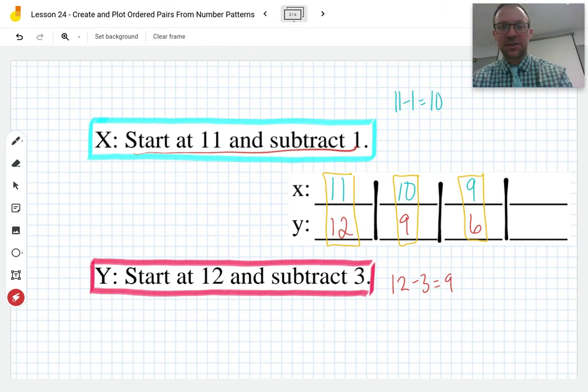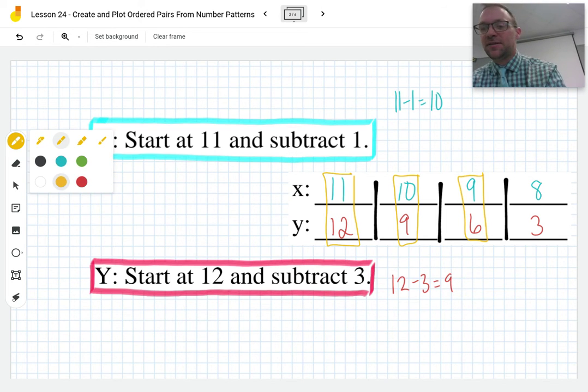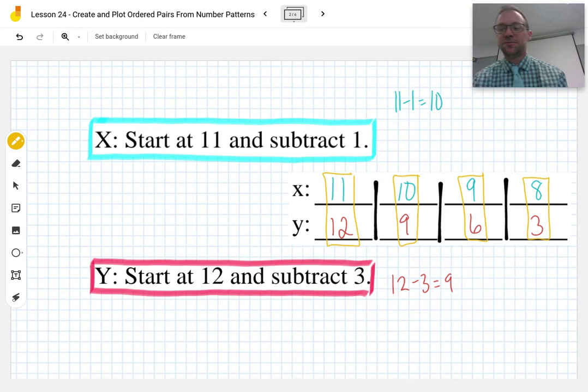Let's see, we started at 11 and subtracted 1. So 11 minus 1 was 10. 10 minus 1 is 9. 9 minus 1 is, yes, 8. The pattern is to subtract 1 every time. And the Y rule says subtract 3 from 12. So we started at 12. Minus 3 was 9. Minus 3 is 6. And 6 minus 3 is, you got it, 3. And our final ordered pair in this set of rules is 8, 3.